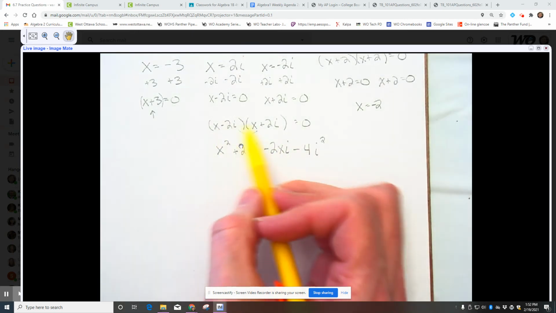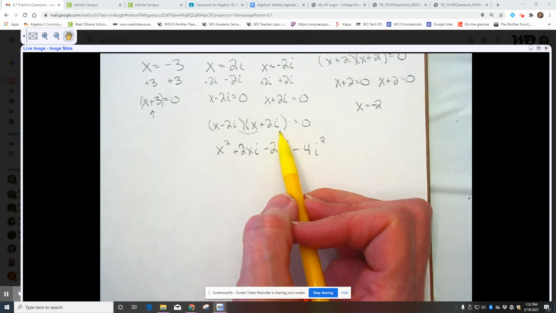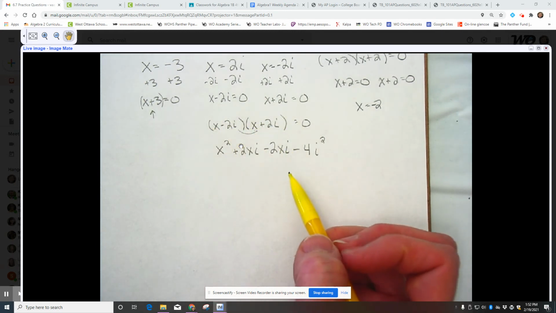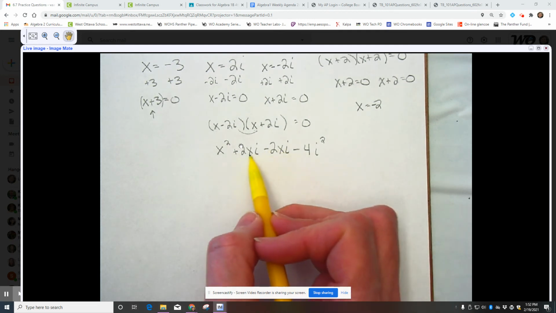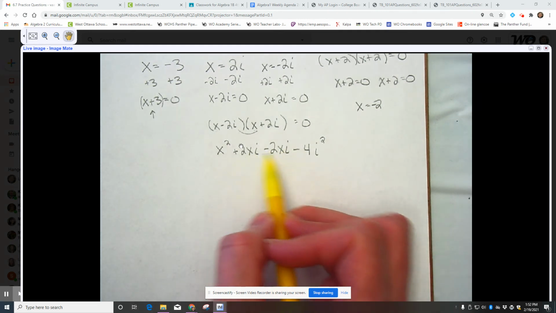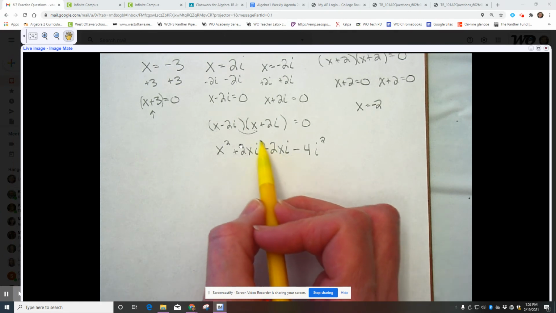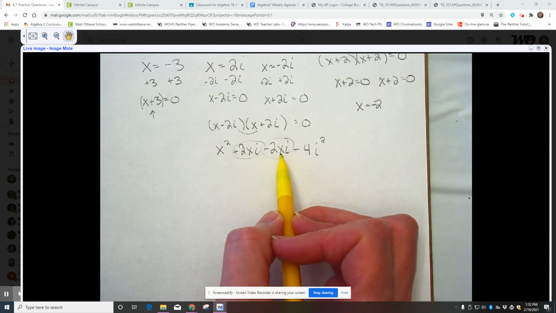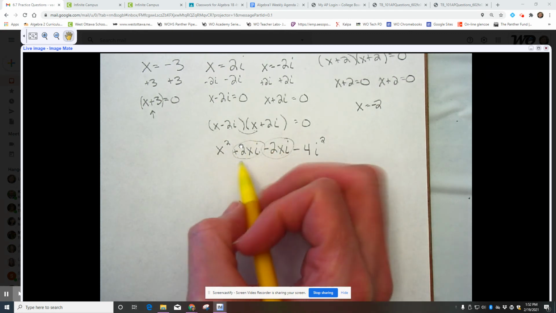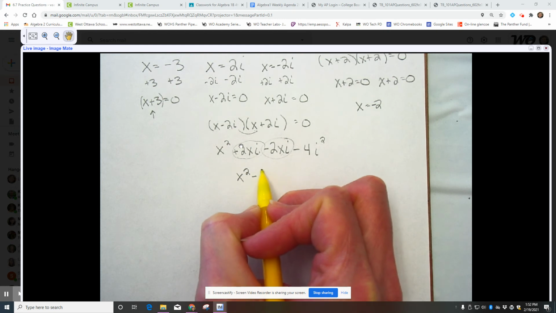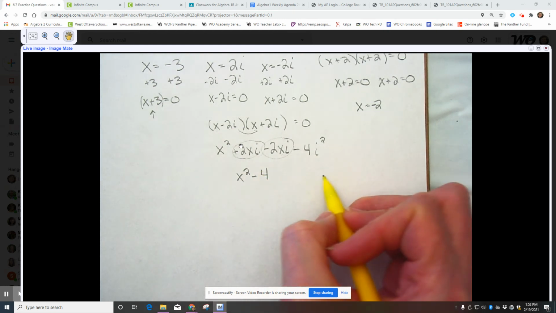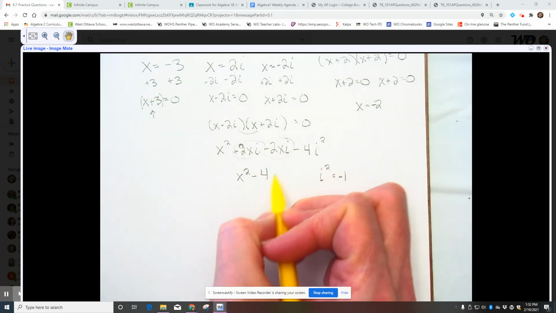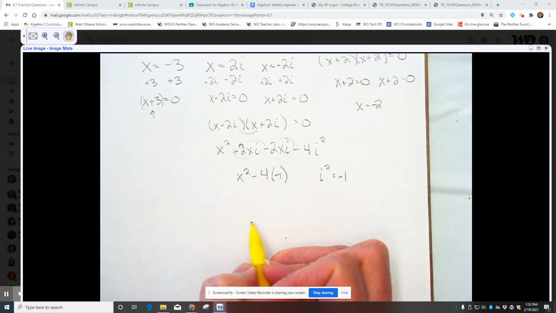Now, the reason I like to do first, outside, inside, last, it's called FOIL, first, outside, inside, last, is because when you do that, notice these two inside terms are like terms. I can combine these because they have the same variables. Well, I have 2xi and negative 2xi, so those add to 0. So I'm left with x squared minus 4 times i squared. But remember, i squared is equal to negative 1. So I'm going to replace the i squared with a negative 1.